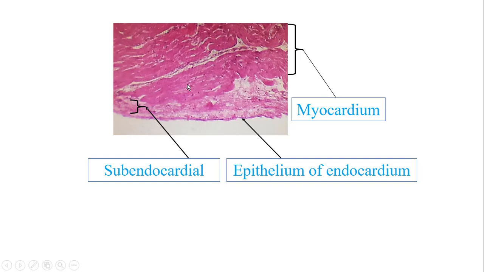Here's a section from the heart, and here we've got the endocardium and a part of the myocardium. In the endocardium, we've got the epithelium. Here's the epithelium of the endocardium, simple squamous. And here is the connective tissue under the epithelium, which is called the subendocardial layer. Here is the subendocardial layer, here is the epithelium of the endocardium, and here is the part of the myocardium.